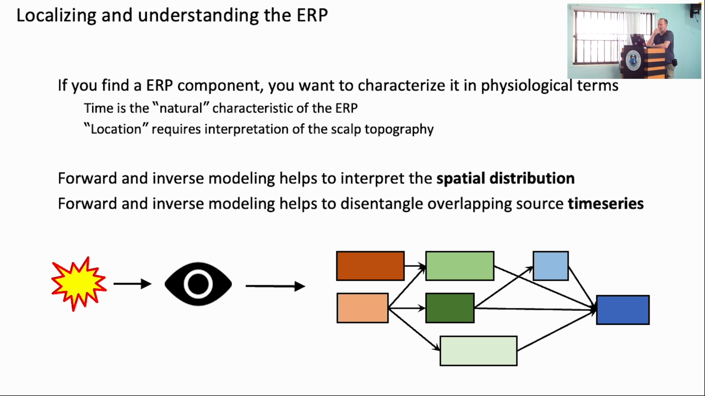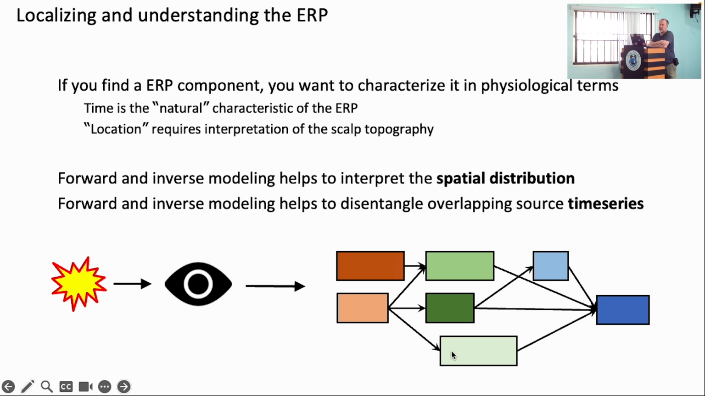There are other questions to address as well. So forward and inverse modeling help to interpret the spatial distribution in terms of the location that generates these spatial distributions. But they also help to disentangle overlapping source time series. So if you imagine that you have a distributed network of specialized brain regions, then using the ERP method combined with source reconstruction, you can try to get closer to assigning to each of the regions that you see here the activity that is related to that region, so the time course of activity.